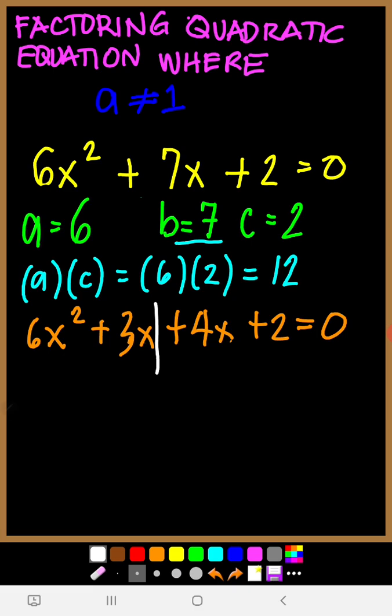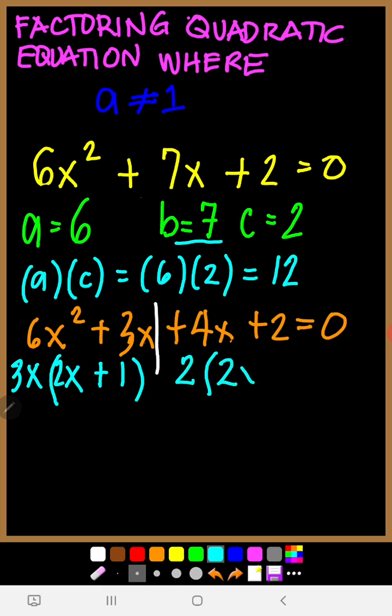So, let us partner 6x squared plus 3x. When you do that, you get the common factor of 6x squared and 3x, and that is 3x. Okay? And then, what's left? This is 2x. Right? 3x times 2x is 6x squared. And then, plus 1. Okay? And then, for the next pair, the common factor is 2. So, this is 2x plus 1 equals 0.